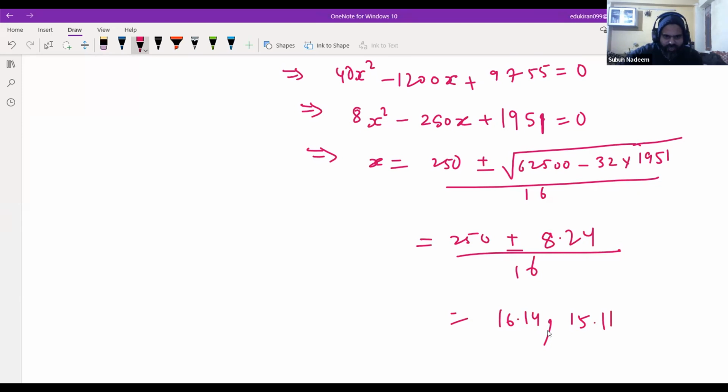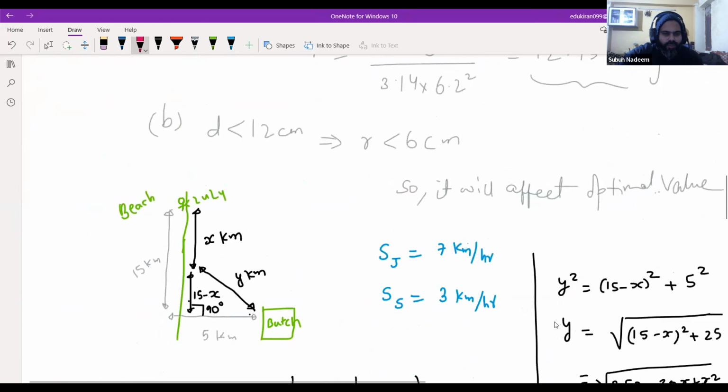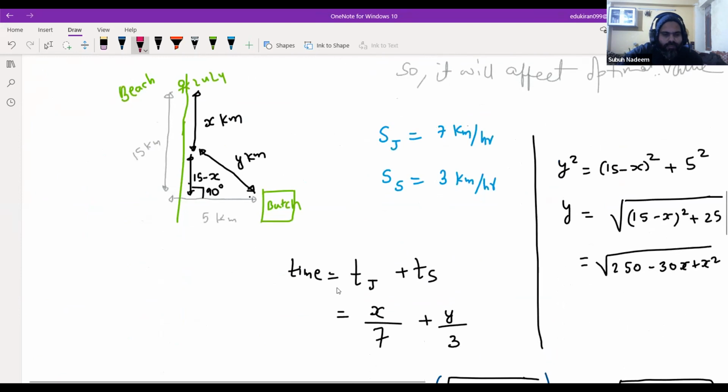Now, if you see x, what was x? This was x. It cannot be this because it cannot be more than 15. So we have to again see what have we done here. 7x is the speed. 7 is the speed. Speed is equal to distance by time. Fine. 7 km per hour was the jogging speed. Now let me check. And this was 3.